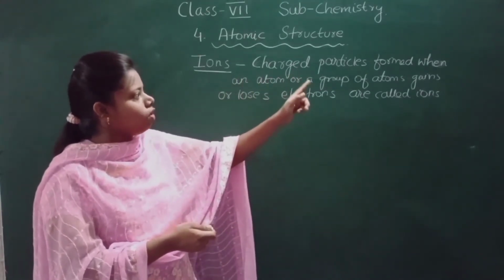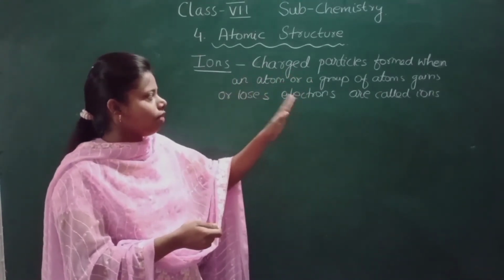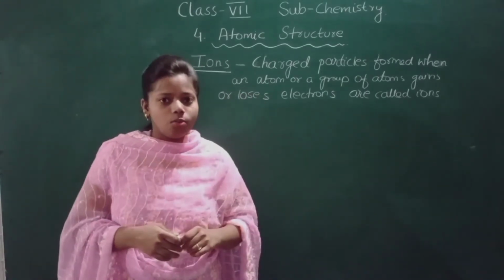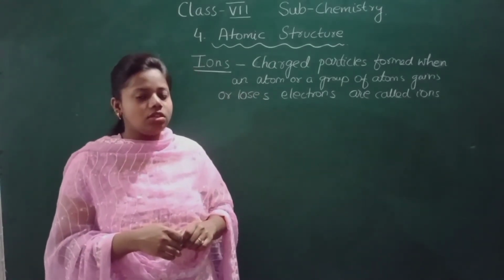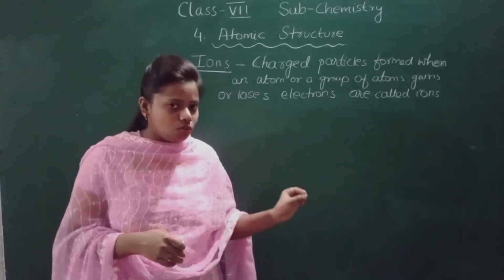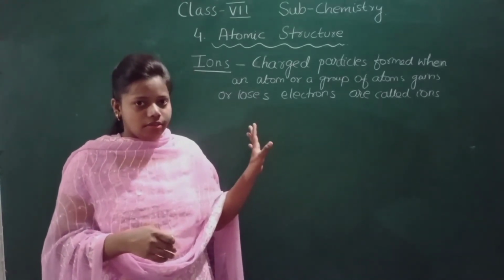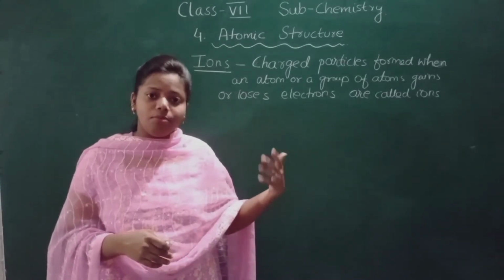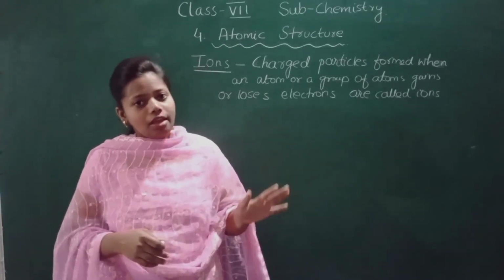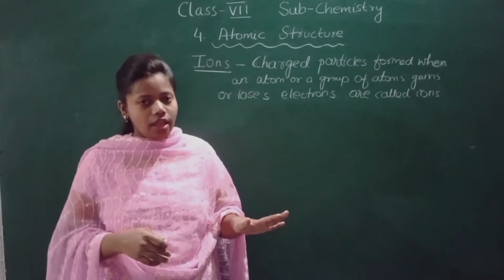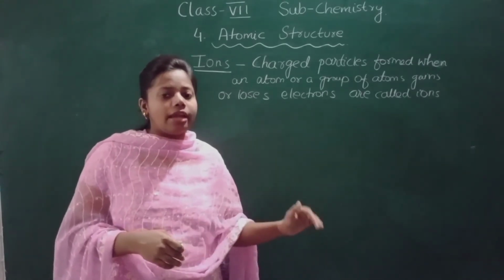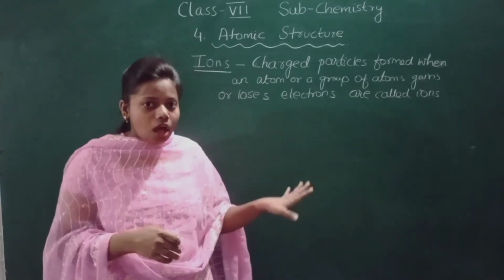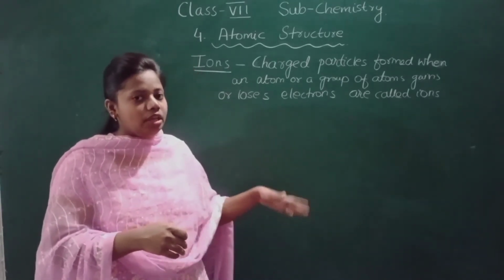Charged particles formed when an atom or a group of atoms gains or loses electrons are called what? Ions. So I hope you have understood what ions are. The charged particle will be formed. It can have a positive charge or it can have a negative charge. And when will it be formed? When the atom will lose or gain the electron.